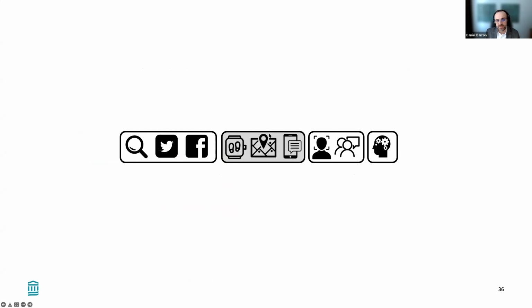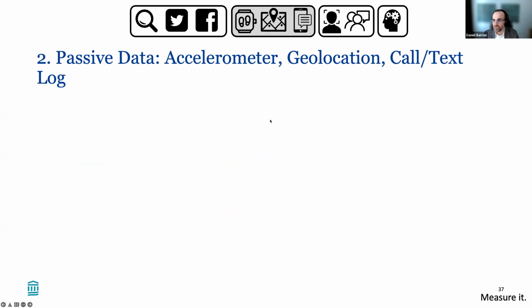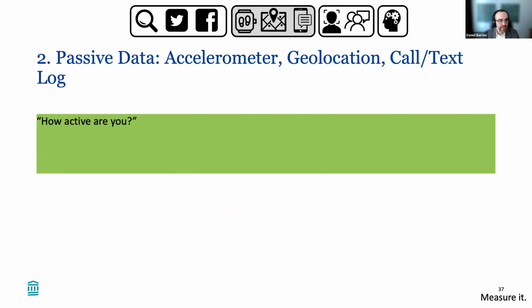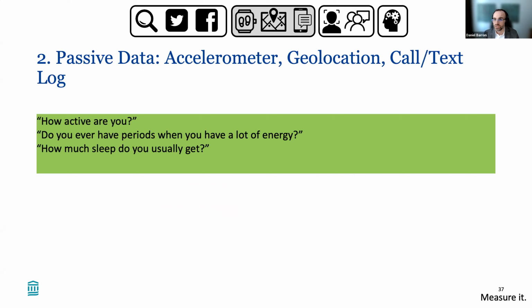Now, the passive types of data, I think, are very interesting, especially for functional state, which is what you were talking about, Denny. We often ask people how active they are. Do they ever have periods when they have a lot of energy, perhaps thinking about mania, or the opposite of that, which would be depression? How much sleep do you usually get?